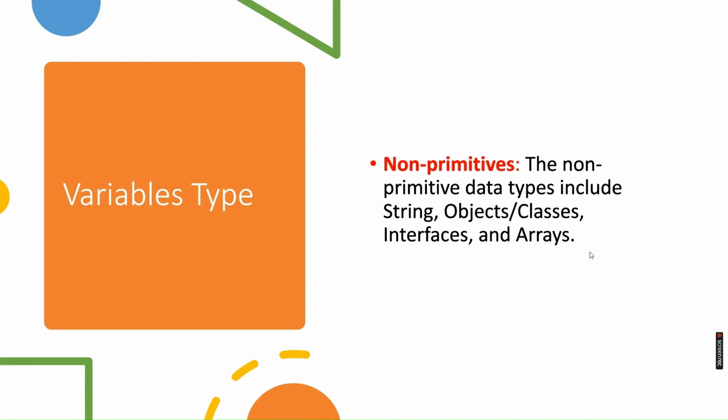Now let's move to the second variable type, which is non-primitives. The non-primitive data types include string, objects, classes, interfaces, and arrays. In this video, I will talk only about string because I will have a whole video about objects and classes, interfaces, and arrays later in the course.